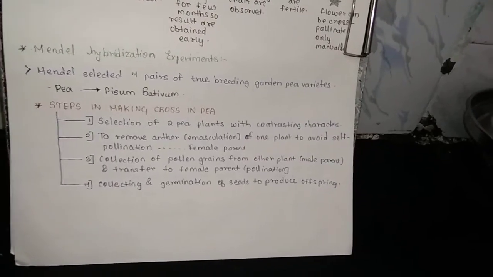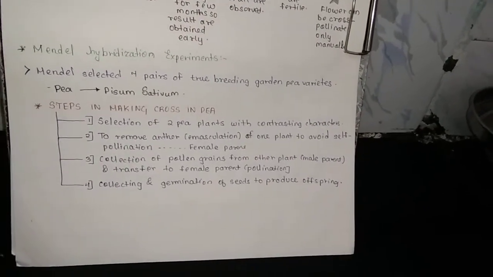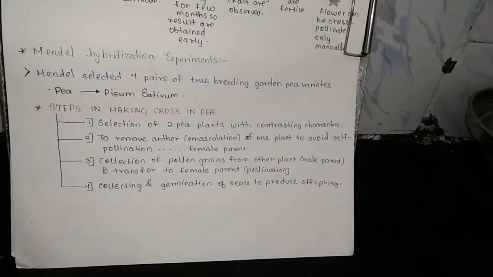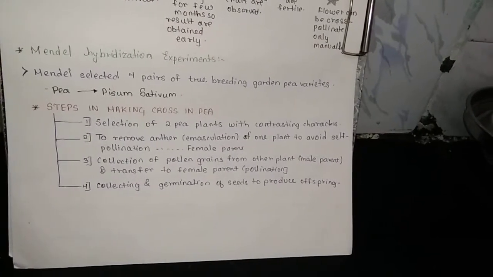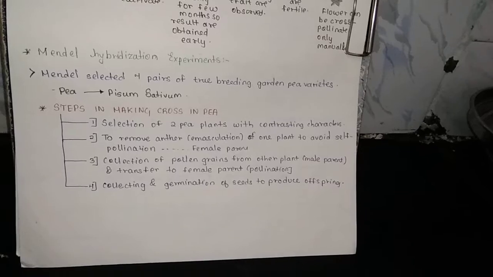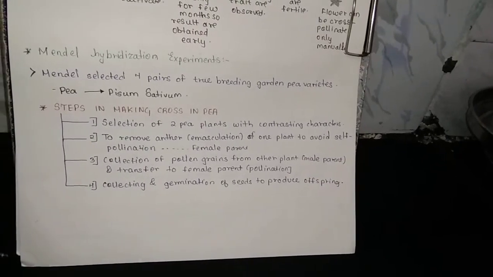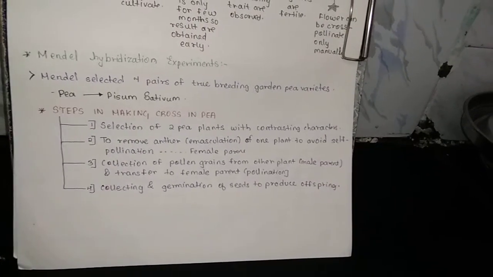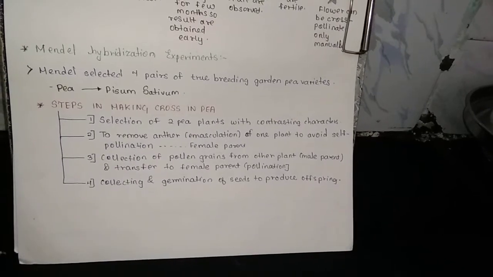Now, Mendel's hybridization experiment. How did Mendel make a cross in pea? Mendel selected 7 pairs of true-breeding garden pea varieties. Pisum sativum is the Latin name of pea. So there were 4 steps.